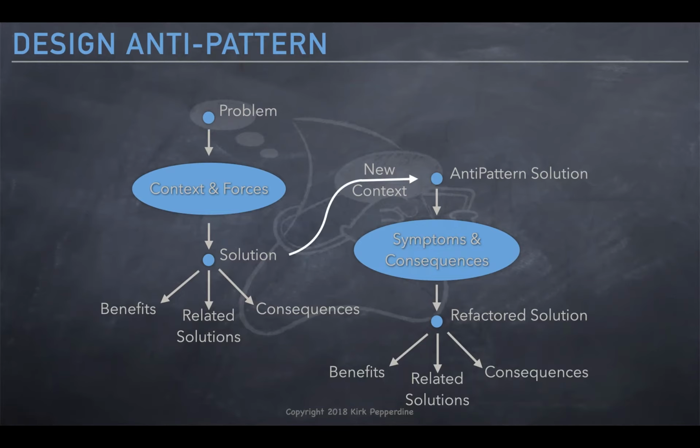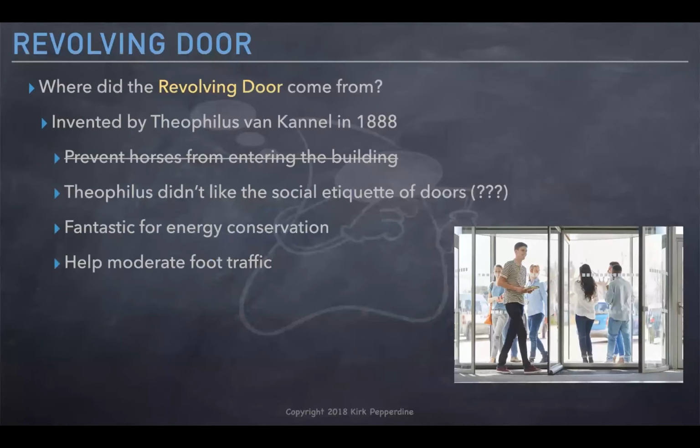Now, getting into what is a revolving door. So where did the revolving door come from? Well, I think we've all pretty much used a revolving door, but maybe we don't know much about the history of them. So I just thought for fun, I'd throw this in. It's invented by this guy, Theophilus van Kannel. I hope I didn't butcher his name too badly. In 1888, he only gets to start a company producing these things about 10 years later in 1898.